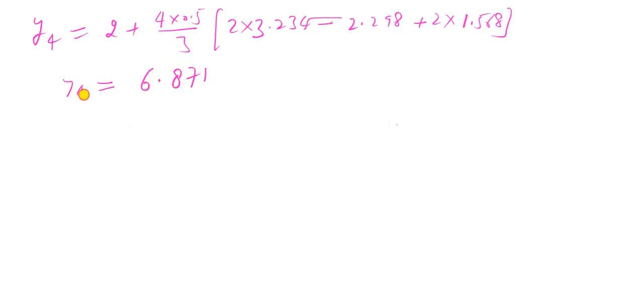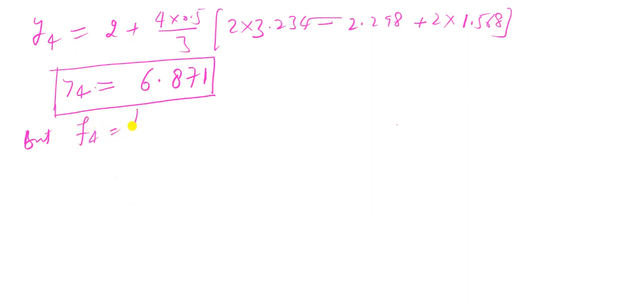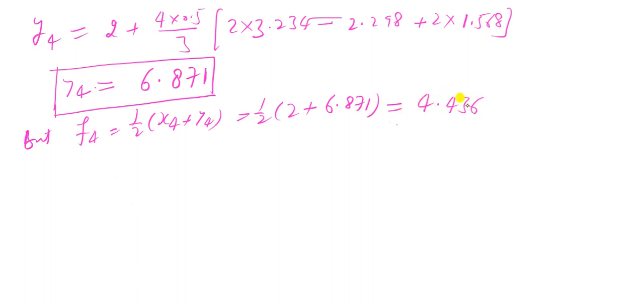Then this value is 6.871, correct to 4 decimal places. So this is the value of y, and the value of y4 is the predicted value. Our aim is to correct this value, but first f4 is equal to 1 upon 2 x4 plus y4, where 1 upon 2 x4 is 2 and y4 is 6.871. Simplifying, this value is 4.436, correct to 3 decimal places.